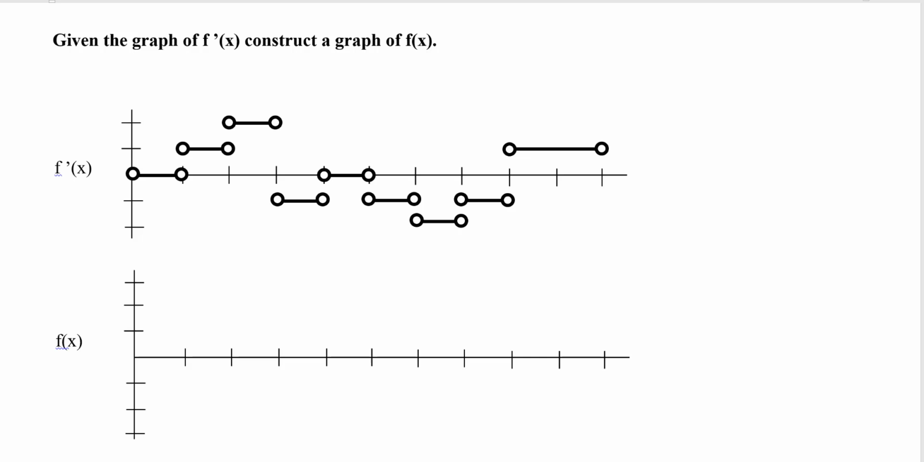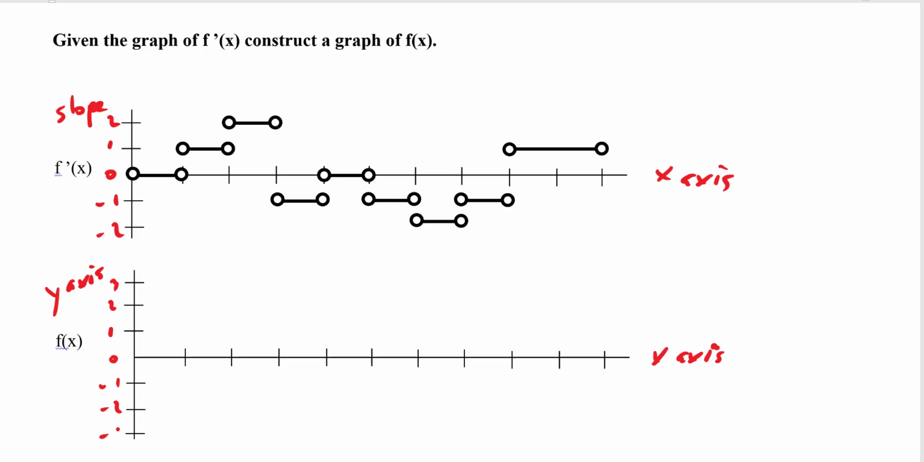I'm going to label my axes here. So I didn't label this before, but this of course is our slope axis. And this is just our y-axis here, right? And then remember, x-axis is normal for both of them. So let's label it here. 1, 2, 0, -1, -2, 1, 2, 3, 0, -1, -2, -3.